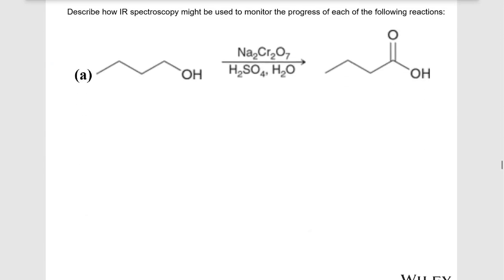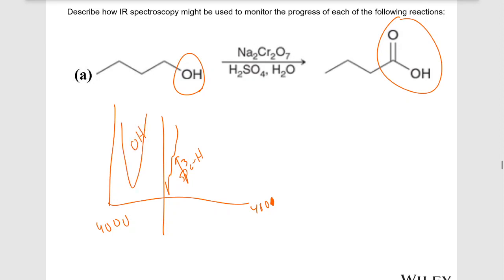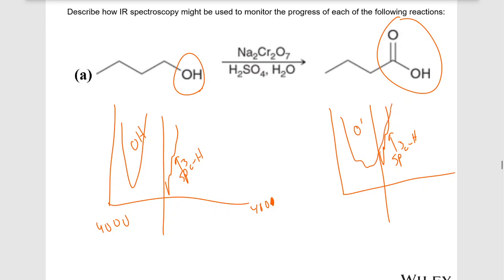Let's describe how IR can be used to monitor the progress of this reaction. This is an oxidation reaction. We're going from an OH to a carboxylic acid. So if we look at, say, 400 to 4000 here, this molecule just below 3000 would have sp3 CH stretching. At about 3300 we'd have an OH peak for the molecule on the left. The molecule on the right is also going to have, let's draw our dividing line at 3000, sp3 CH just below 3000. It's going to have then a very broad OH peak for that carboxylic acid OH, and then at 1700 we're going to have a peak for the carbonyl.